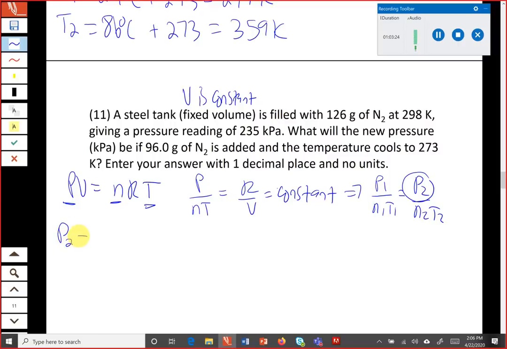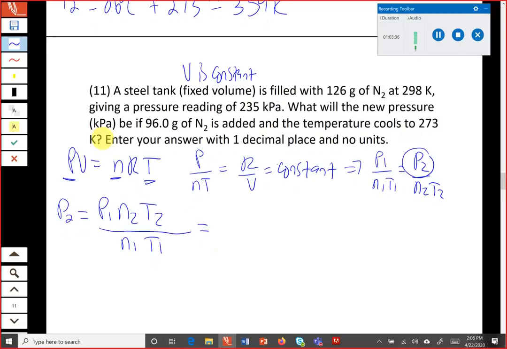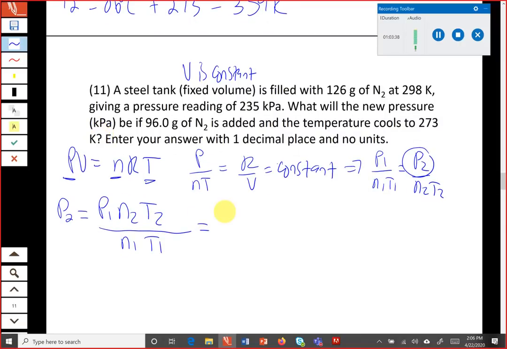And so P2 is going to be P1 N2 T2 over N1 T1. And we can then put those values in. So a lot of these are going to be given to us directly in the problem. So we have P1 is the initial pressure, which is 235 kilopascals. And again, for problems like this where R drops out, we can use whatever units of pressure and volume we want. But here's where you have to be a little bit careful is for N2 and N1, we're not given those directly, we're given masses.